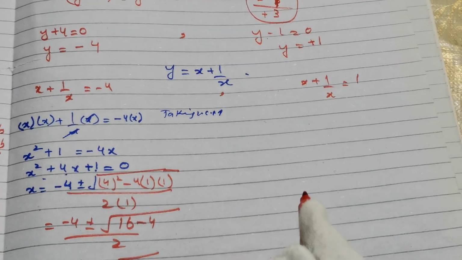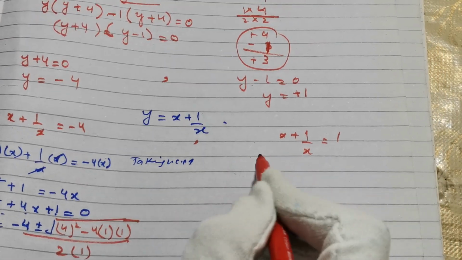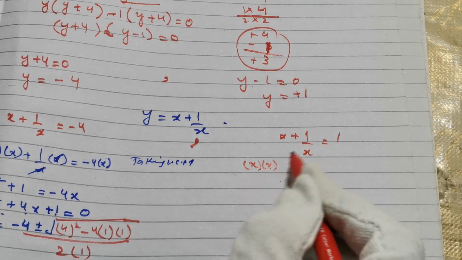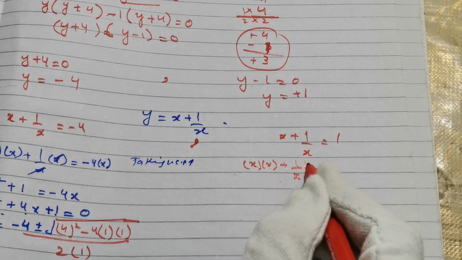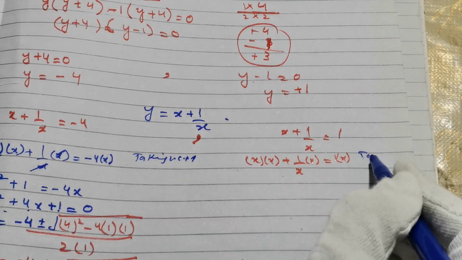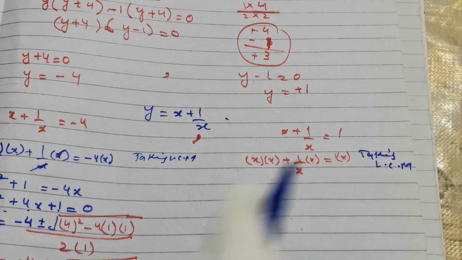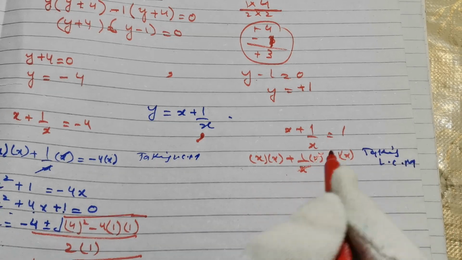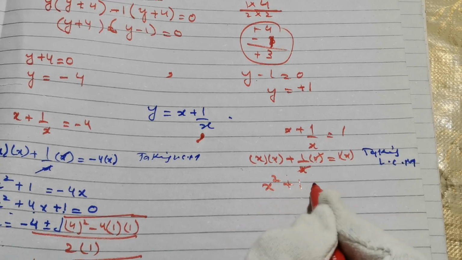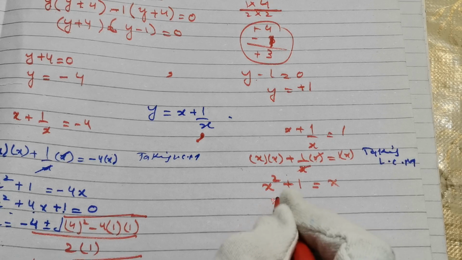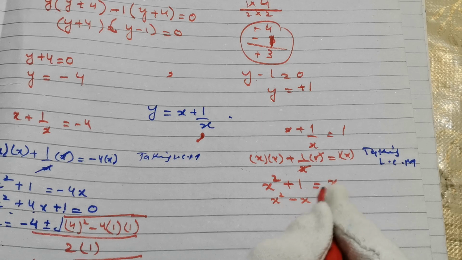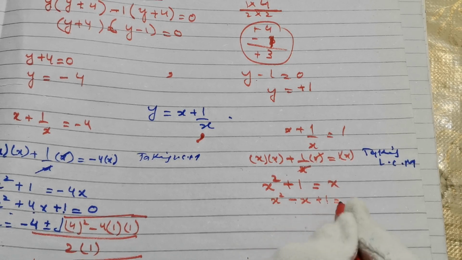Now we'll solve this other equation. How to solve? By taking LCM. X into x, x is the LCM, plus 1 by x into x is equal to 1 into x. Now cancel: x square plus 1 is equal to x, that is x square plus x minus x. When we take it to the left side, x square minus x plus 1 is equal to 0.